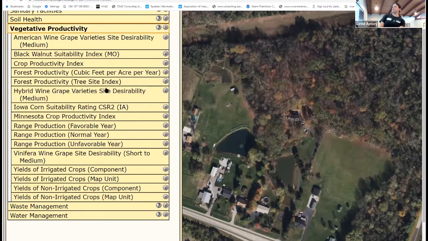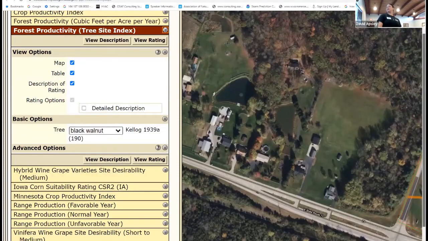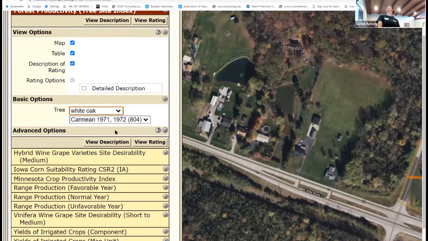So a lot of times I will go into this Forest Productivity Tree Site Index. This gives you an idea of how good that soil is for growing different species of trees. So if I click on this one, it's going to ask me what tree species I want to know how it will do that. So we can look at several different options here. I'm going to go ahead and pick white oak, because I like white oak. And I'm going to view this rating.